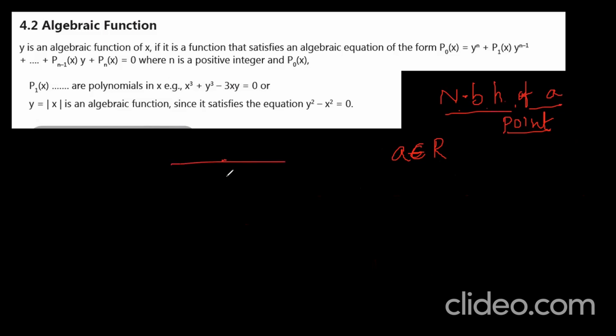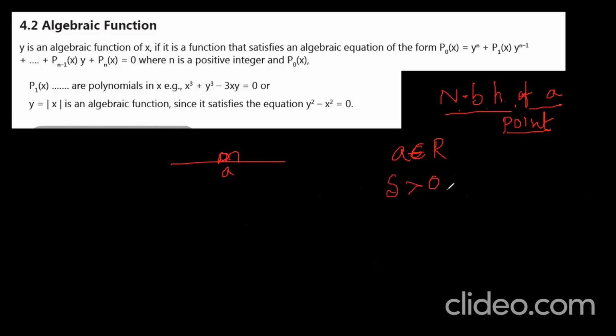Next, a very important point: neighborhood of a point. What is that? Neighborhood of a point. Say I am taking one proper point, A belongs to R. So I want to represent any kind of neighborhood. I am taking a very small neighborhood. This is point A, a very, very near neighborhood. That is delta I am taking.